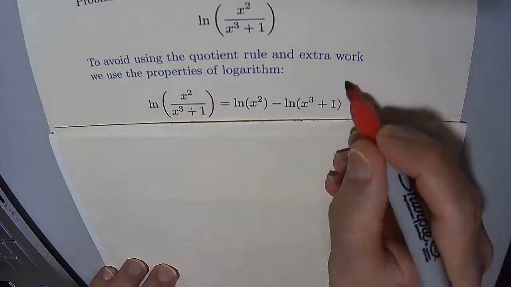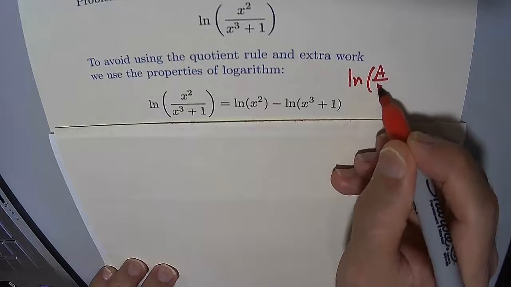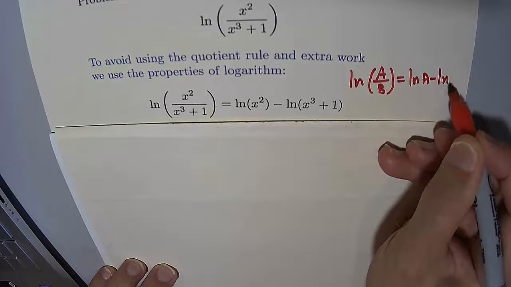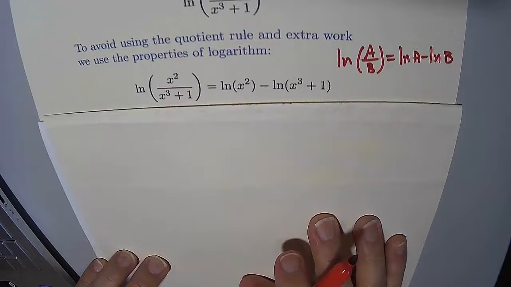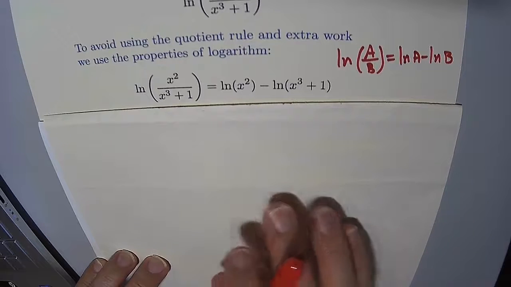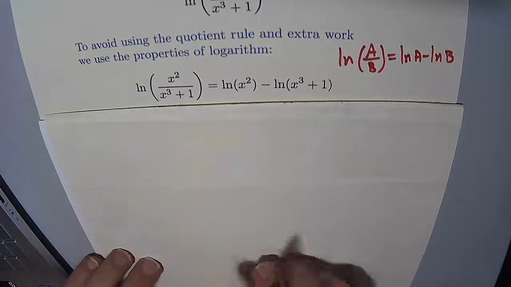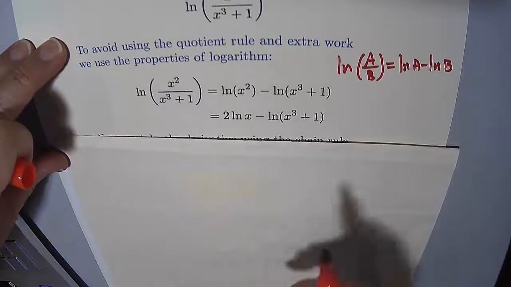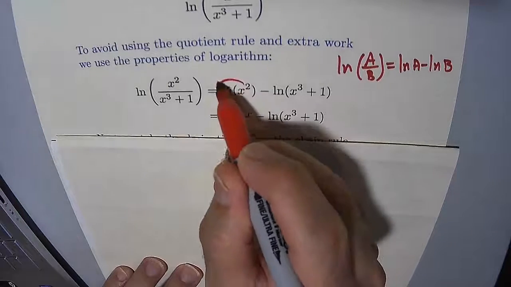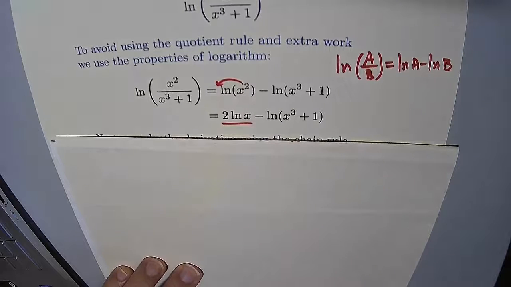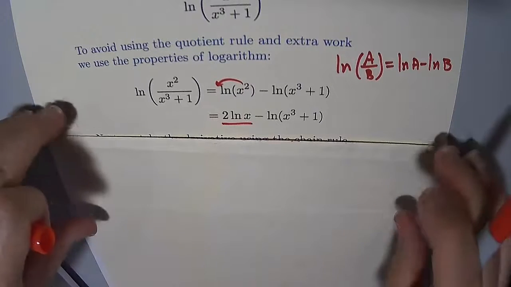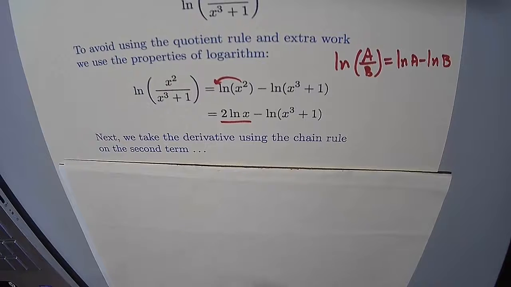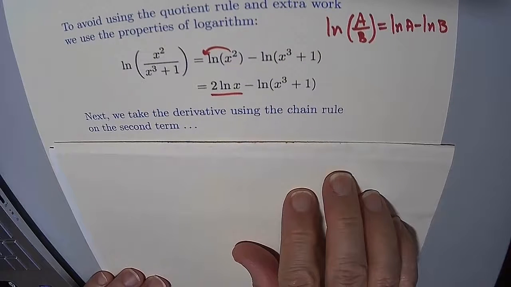Logarithm of a fraction is, of course, the difference of the logs. So let's use that property and break it up like this, the difference between the top and the bottom. And we know by the other property of logarithms, I can bring the 2 out and write ln of x squared as 2 ln of x. And now I've gotten a much simpler expression, and I can move on with the chain rule without using the quotient rule. You'll notice that there are no more fractions.